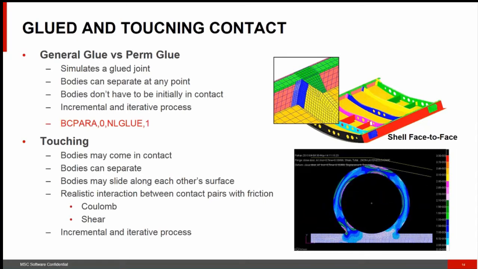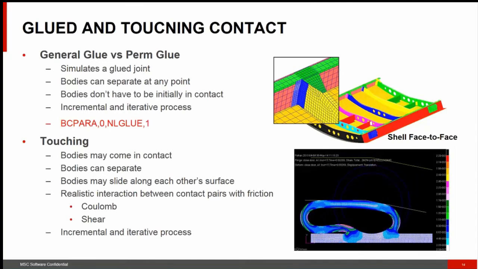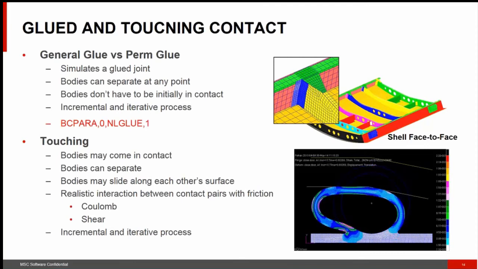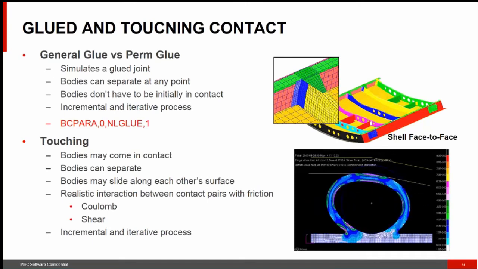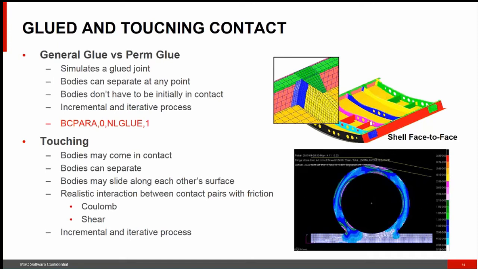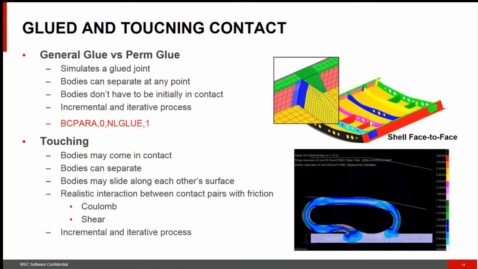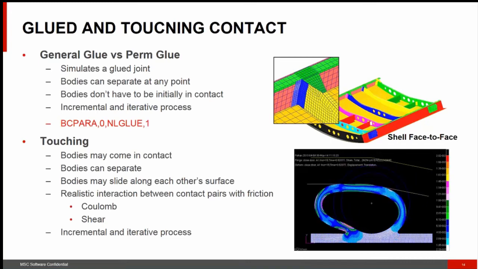But the method that is better able to capture the true behavior of the structure is the general glue, in other words, the nonlinear glue. This option is available in solution 400 and 101, but again, with solution 400 you will get more options and more capabilities. In this case, the bodies don't have to be initially in contact. They can come in contact during the analysis and then become glued, and they can also separate at any point in the simulation. But when they're in contact, we don't see any relative sliding.